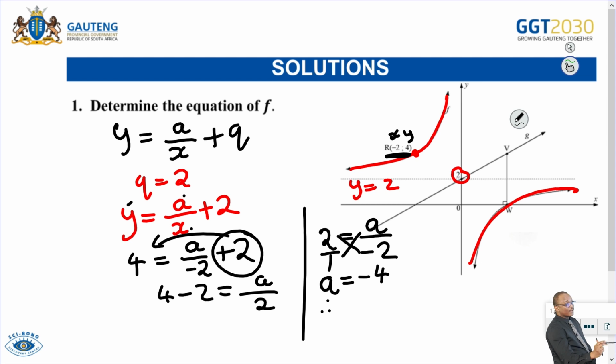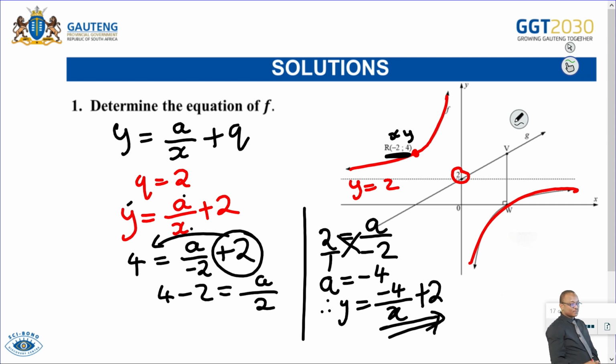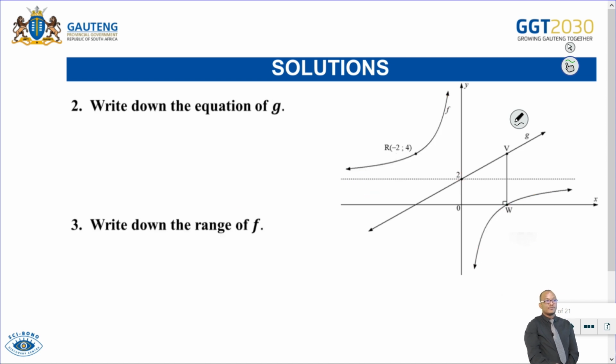Therefore, the graph of f is going to be negative 4 all over x plus 2. That's how you determine the equation. So now, the second one, Mr. Cosmos.